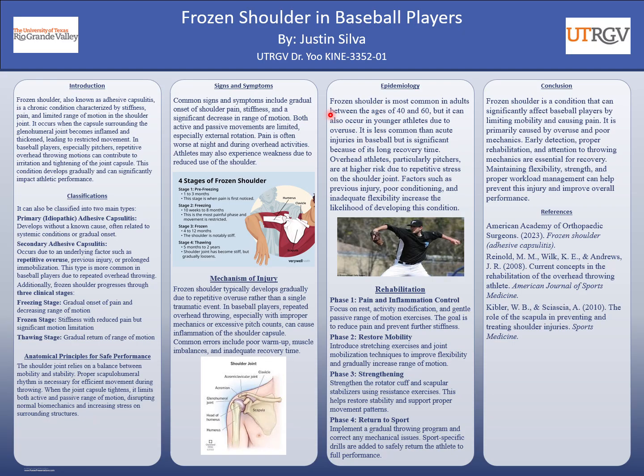Epidemiology. Frozen shoulder is most common in adults between the ages of 40 to 60, but can also occur in younger athletes due to overuse. It is less common than acute injuries in baseball, but is significant because of its long recovery time. Overhead athletes, particularly pitchers, are at risk due to repetitive stress on the shoulder joint. Factors such as previous injury, poor conditioning, and inadequate flexibility increase the likelihood of developing this condition.